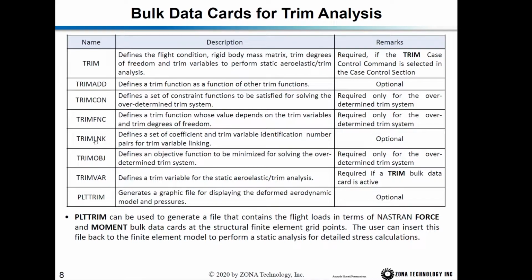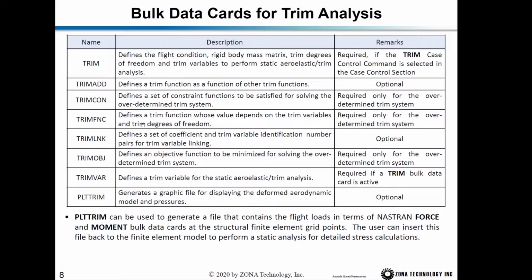Let me give you one example. For fighters, if you have a so-called flap scheduling, the leading edge flap deflection and trailing edge flap deflection angles are a function of angle of attack. So you can link the angle of attack trim variable with those control surfaces. And then you have the TRIMFNC card. In this TRIMFNC card, you define the trim functions.